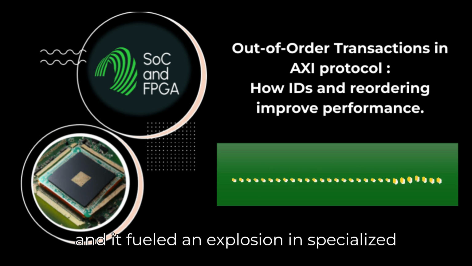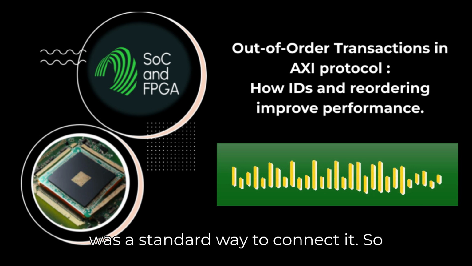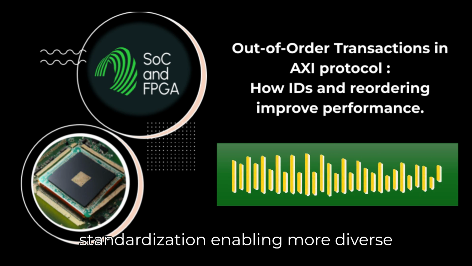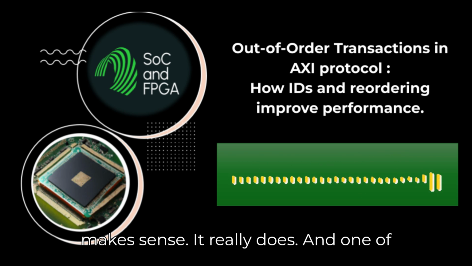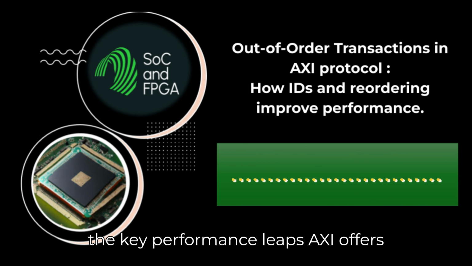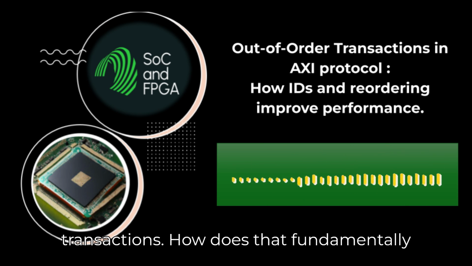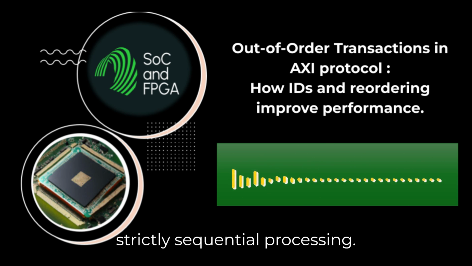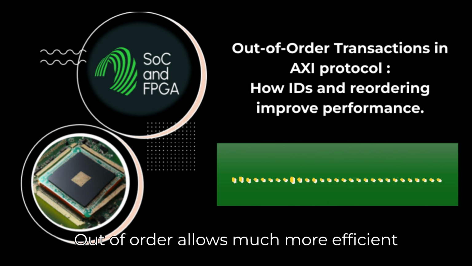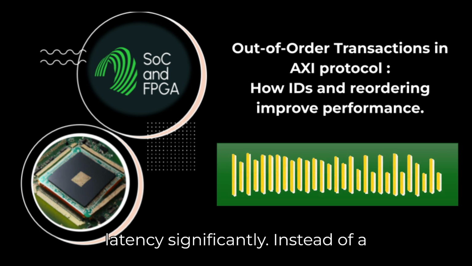And it fueled an explosion in specialized IP development because vendors knew there was a standard way to connect it. So standardization enabling more diverse innovation. That's counterintuitive. It makes sense. It really does. And one of the key performance leaps AXI offers is this power of out-of-order transactions. How does that fundamentally change things? It's a paradigm shift from strictly sequential processing. Out of order allows much more efficient use of the bus. Reduces that effective latency. Significantly.